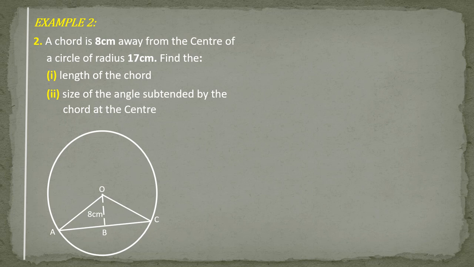So a chord is 8 centimeters from the center. We indicate that. So in this question the chord is here. This is our chord AC, and it is at a distance of 8 centimeters from the center of the circle. This is our center O. So we have the radius as 17.